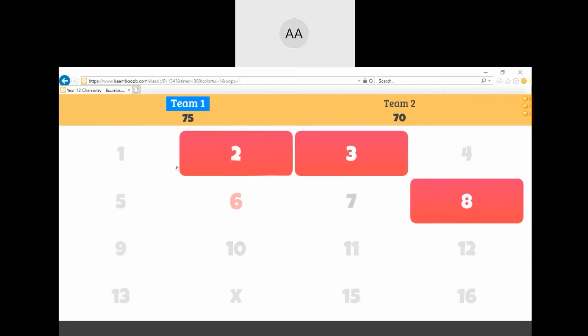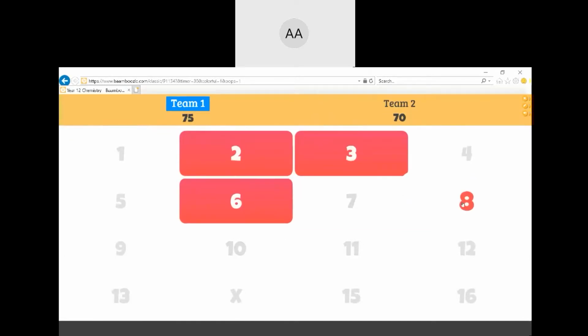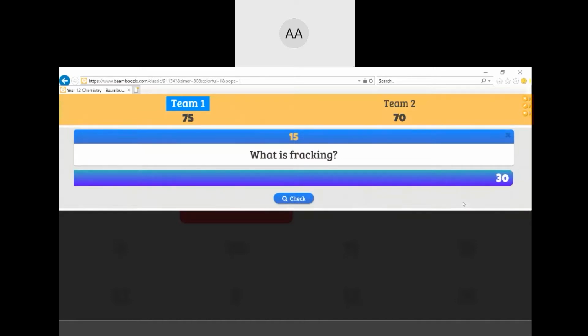Okay, team 1, number 8, here you go. What is fracking? F-R-A-C-K-I-N-G, fracking. I can hear you discussing in the background. What do you think the answer is? Those of you watching online, don't use Google. Let's see if we can remember our chemistry. Oh, team 1 are in with an answer.